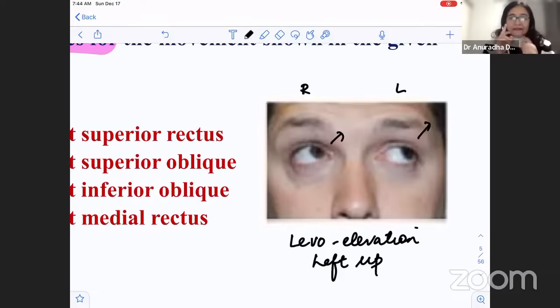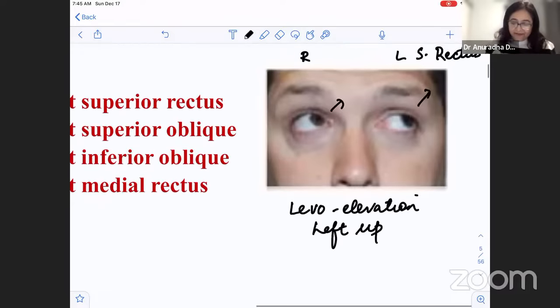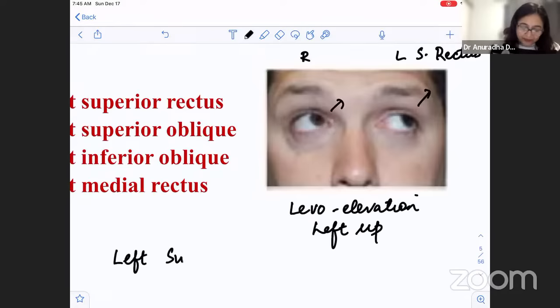Now, in these cases, on the same side of the movement, that is on the left side, there will be a rectus muscle which will be acting. On the same side, rectus muscle will be acting. Okay. So, which rectus muscle takes the eye upwards? Superior rectus. Superior rectus takes the eye upward. Okay. So, you identify the muscle in the left eye. Agree, beta? You have identified the muscle in the left eye, which is the left superior rectus. Ye identify ho gaya na?